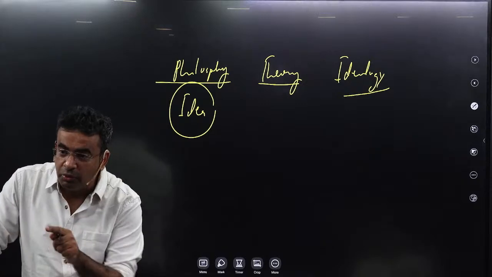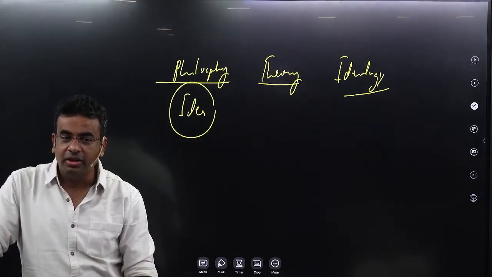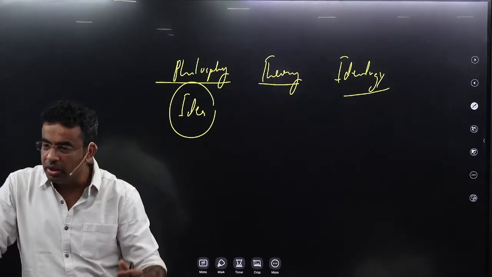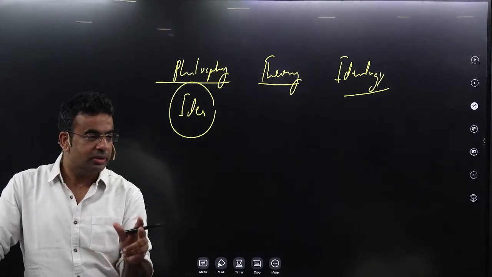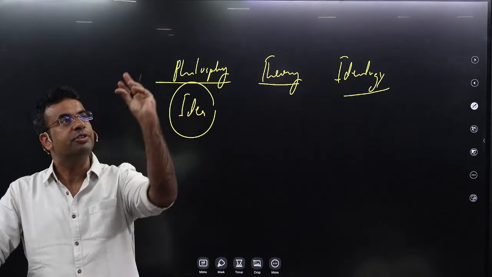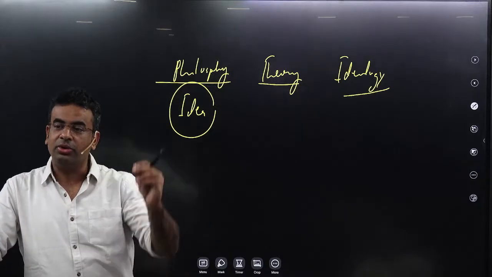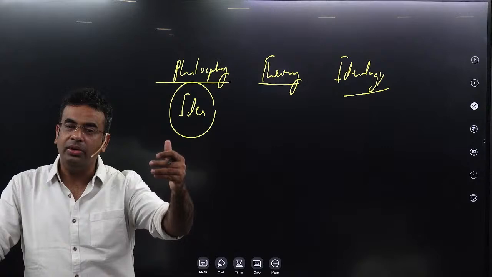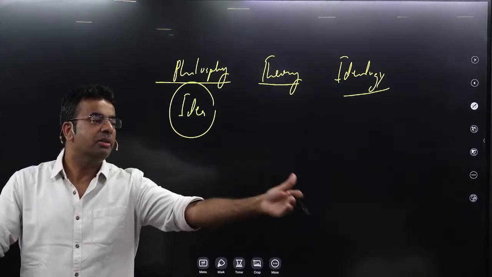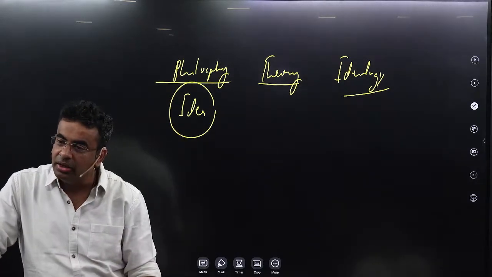If you are doing invention, what are you? Scientist. If you are doing invention, what are you? Scientist. If you are giving an idea, that life should be like this, society should be like this, we need to live our life in this manner, in this way, what you are doing is philosophy.